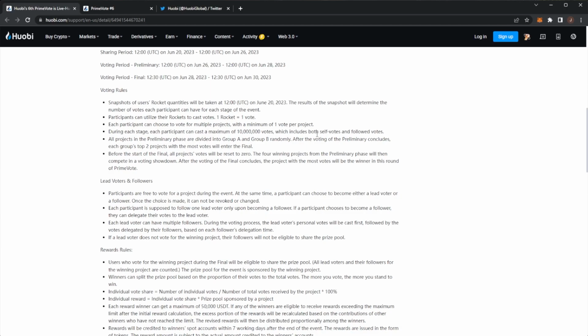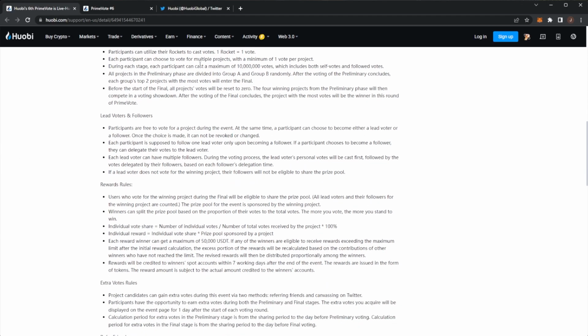Again, we kind of went through the voting rules already, that one rocket equals one vote. It's based on your average balance on Huobi over the past 30 days. Once you've voted for the group stage, votes are refunded, and then you can re-vote again in the final. Each participant can have a max of 10 million votes if you have that much in your Huobi account.